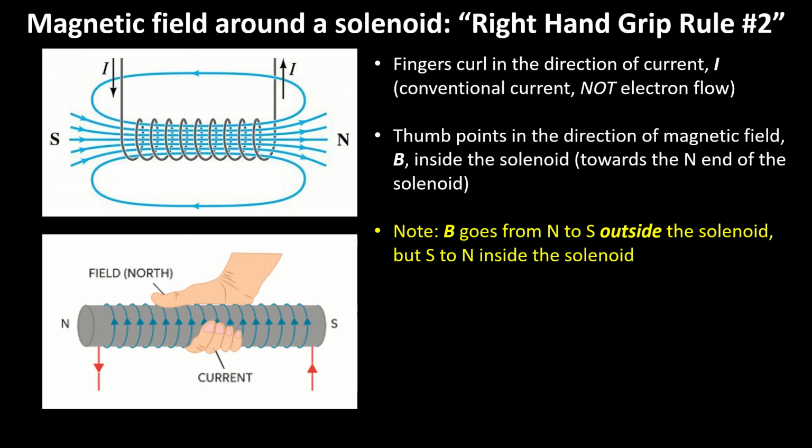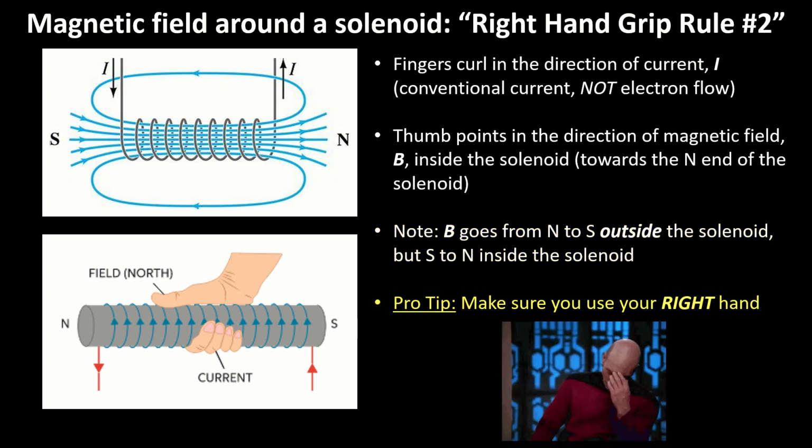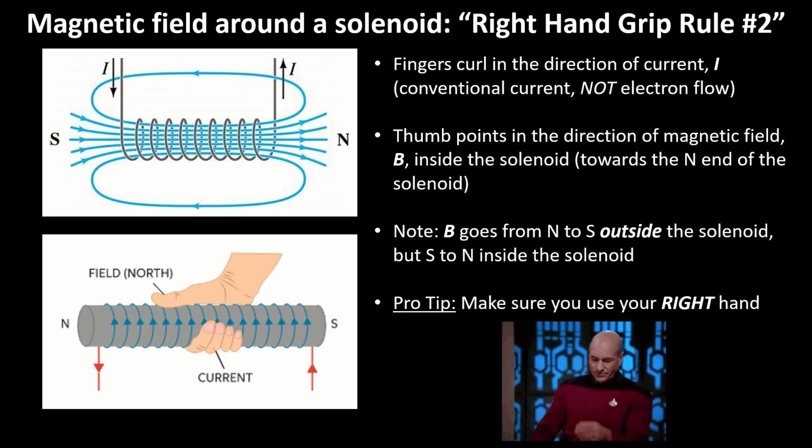But with the right-hand grip rule, your thumb is pointing in the direction of the magnetic field. And again, pro tip, make sure you use your right hand, because, you know, same problem, okay? People will end up doing the wrong thing.